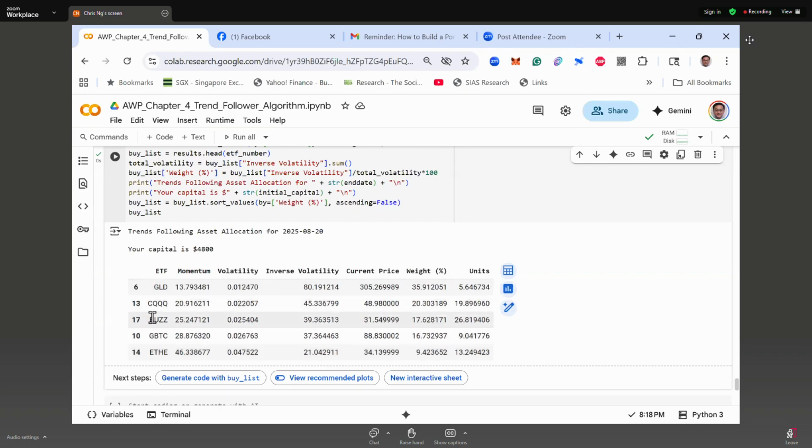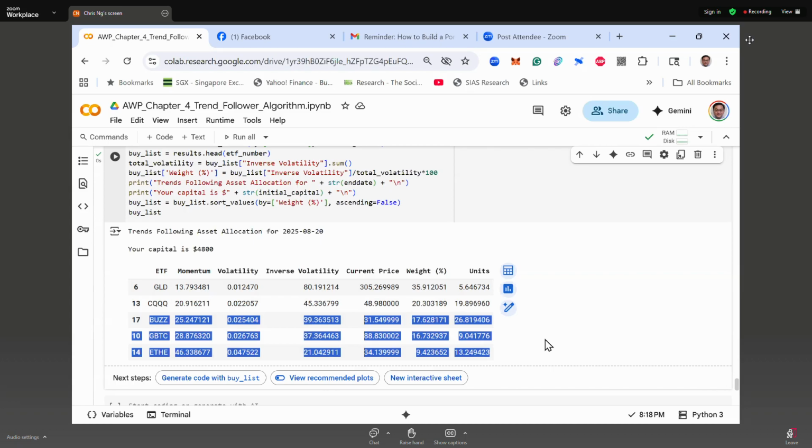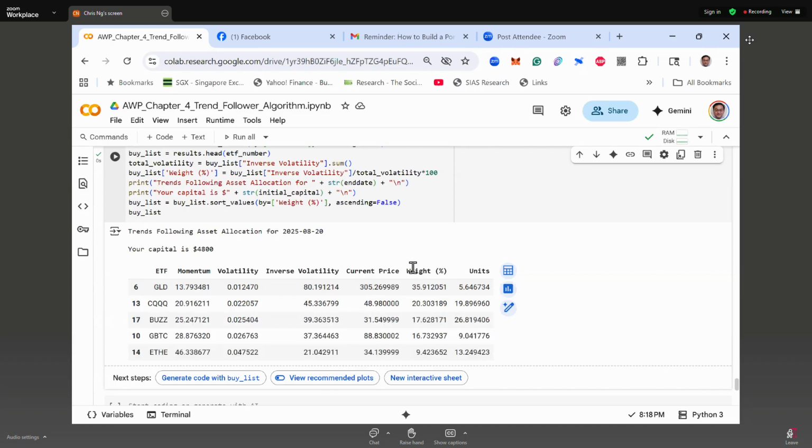BUS is a special ETF that's sentiment driven, so it's done very well in the markets. But interestingly, the algorithm is brave enough to put 16% into Bitcoin and 9% into Ether. And that's in response to the Genius Act that was enacted by Trump.